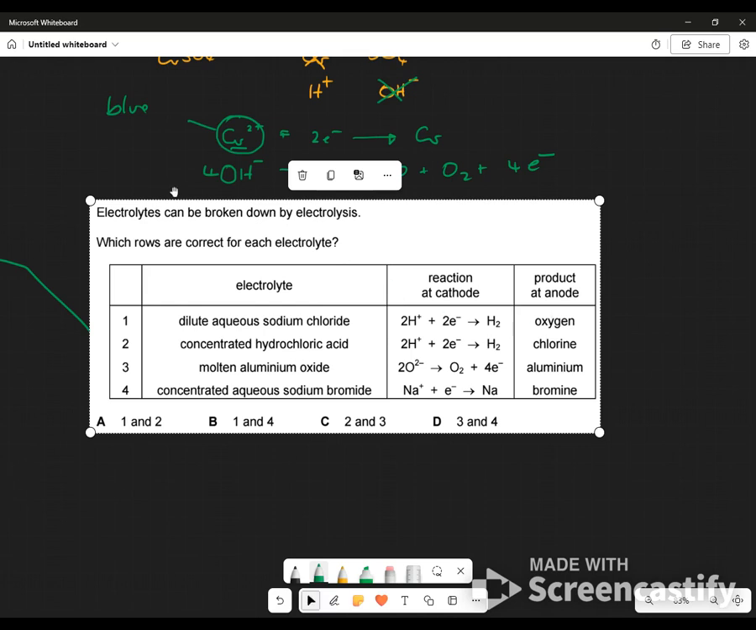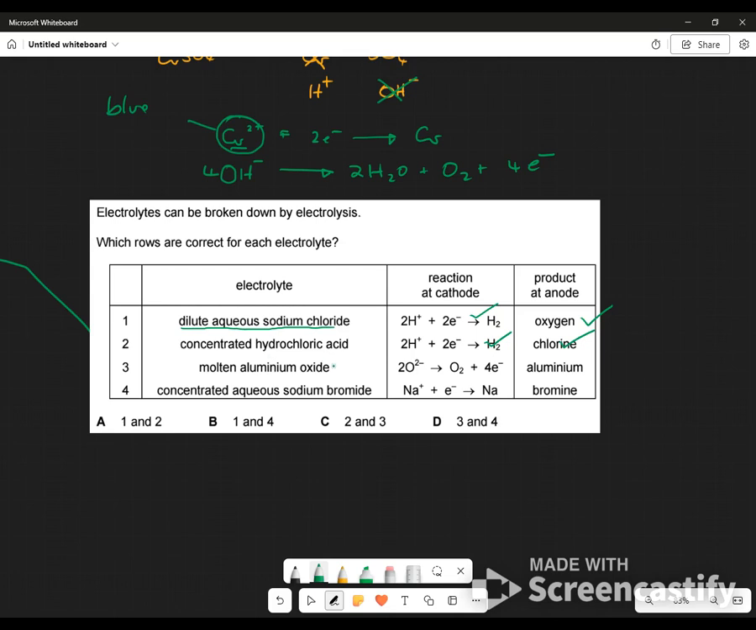B, Aldney thinks it's B. Let's have a look. Dilute aqueous sodium chloride. Reaction at the cathode. Yeah, is that good? At the cathode, that is going to be correct, isn't it? You are going to get hydrogen at the cathode. But at the anode, I think you're going to get oxygen. Why are you going to get oxygen? Because it's dilute, if you remember. Concentrated HCl, you're going to get hydrogen at the cathode and you're going to get chlorine. So I think that's right. This is quite a nice question, if I'm right.